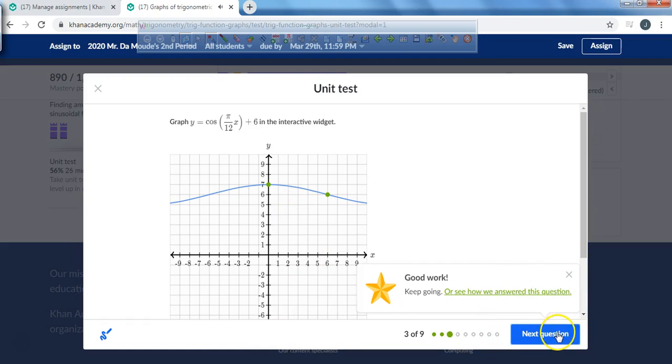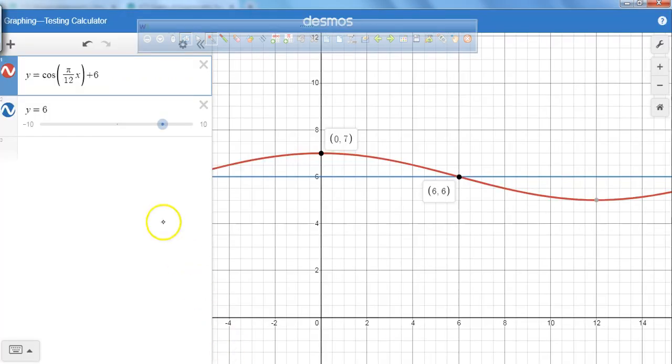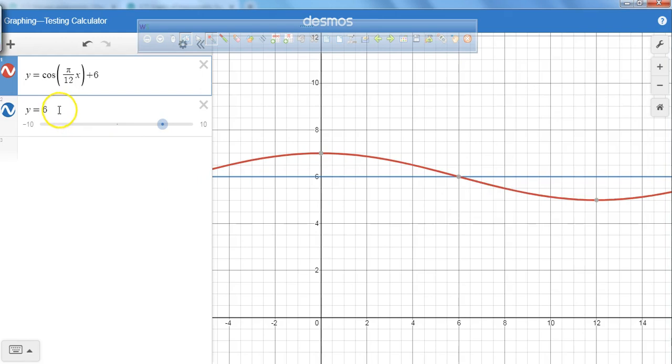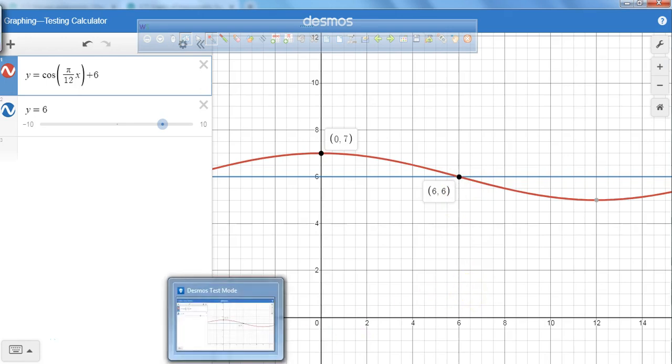So, what are the procedures of using Desmos? Very easy. Just make sure you type it in. Use X. Make sure you're in radian mode. Also type in your midline. So whatever this number is, type in your midline, and that will give you 2 easy points that you can plot accurately. Okay. So, next problem.